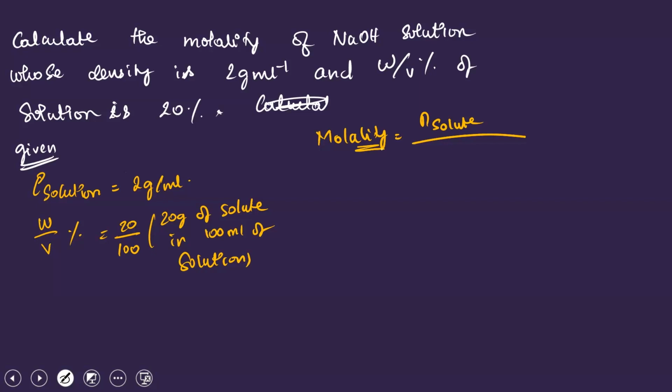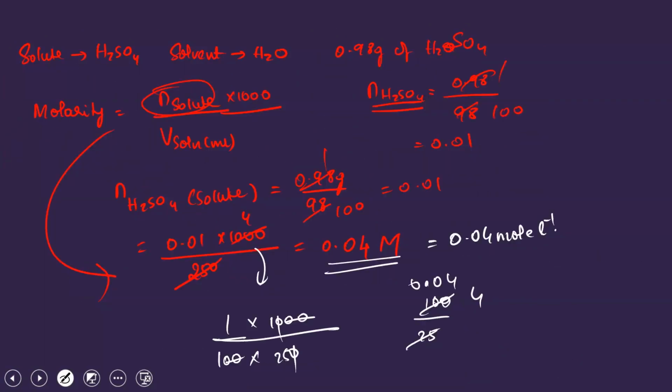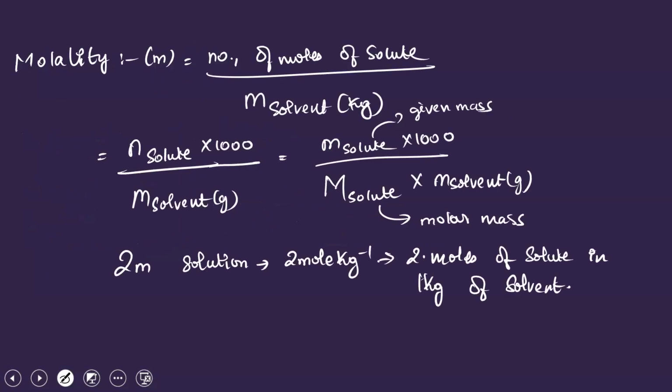Number of moles of solvent. Mass of this. What is the formula here? Number of moles of solute divided by mass of solvent. Mass of solvent. What have you written in your notebook? Moles of solvent.